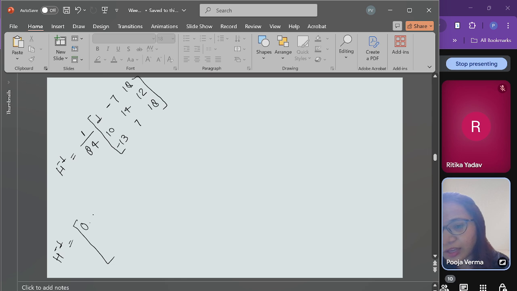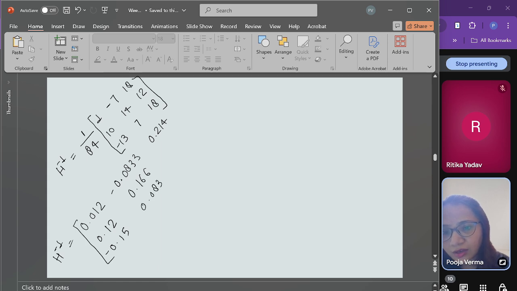I'm also writing. 1 divided by 84 is 0.012, then minus 7 divided by 84, you will get minus 0.0833. Next you will get 18 by 84, 0.214. Similarly for 10 by 84, you will get 0.12. Here you will get minus 0.15. Here you will get 0.166 and it is 7. So again 0.0833. Here you will get 12 by 84 is 0.143. Here you will get 0.214.